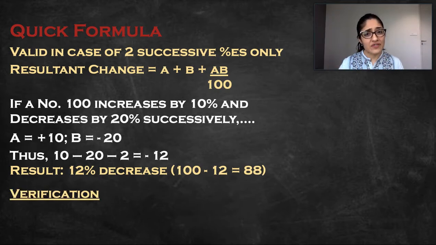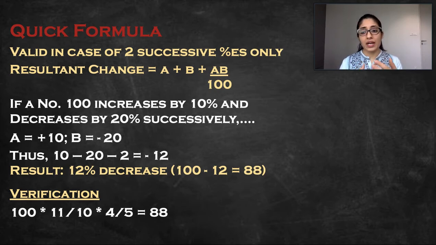How can I verify this method? I can verify this method with the same concept that we learned in the previous slide, where I use the multiplier method. So 100 into 11 by 10 because of 10% increase, into 4 by 5 because of 20% decrease. When I solve this, I will further get my answer as 88.